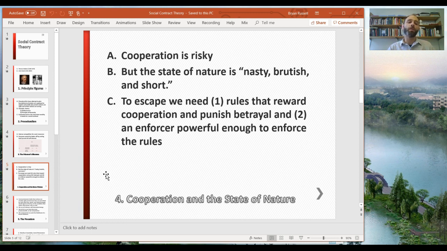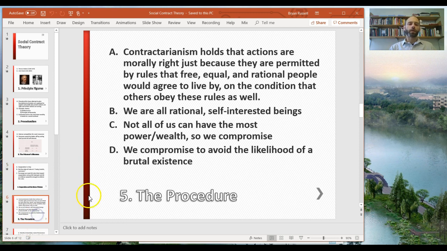So what procedure does social contract theory offer us to determine if actions are right or wrong? Let's take a look. Contractarianism holds that actions are morally right just because they're permitted by the rules that free, equal, and rational people would agree to live by on the condition that others obey these rules as well.